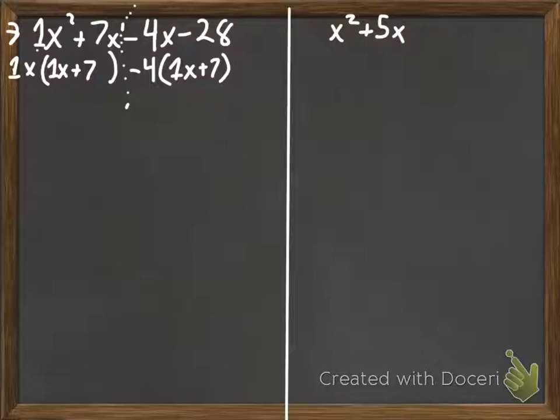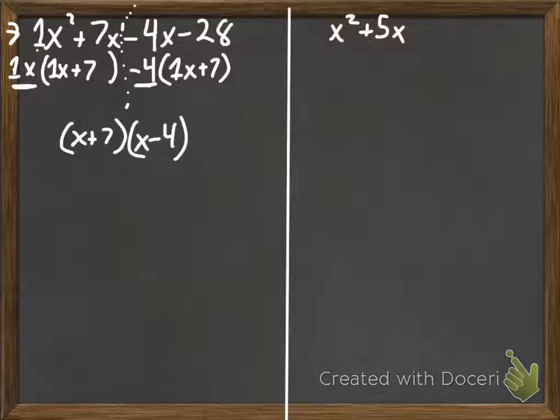So what we're going to do now is just rewrite. We're going to rewrite the first part, which is the parentheses that they both share, so that x plus 7. And then we're going to write what's on the outside. So on the outside I have an x, and on the outside over here I have a -4. So there we go, we factored that.